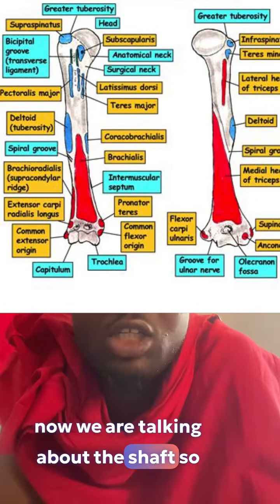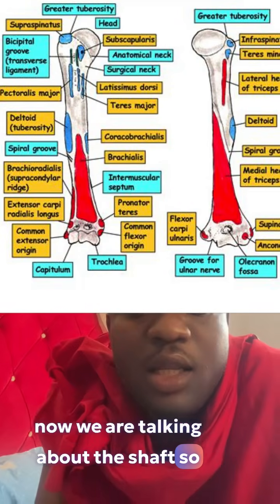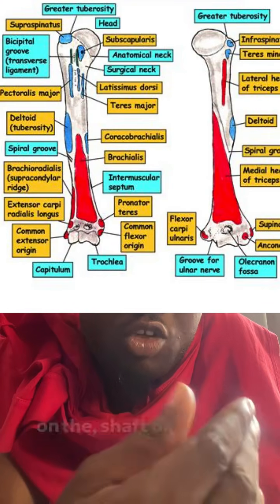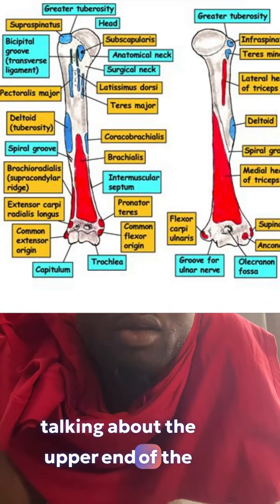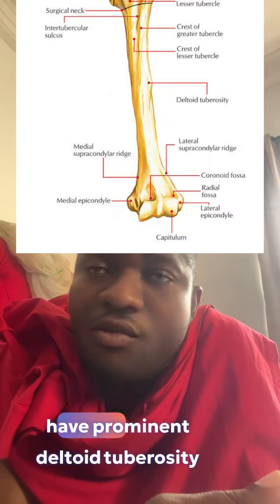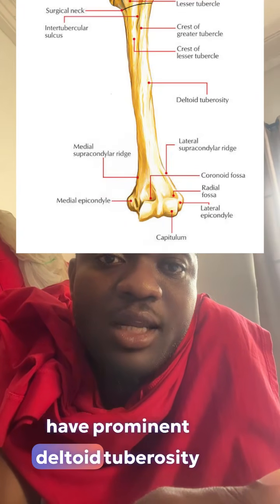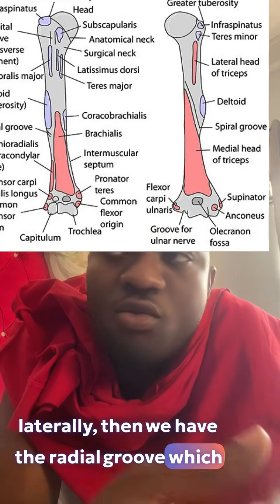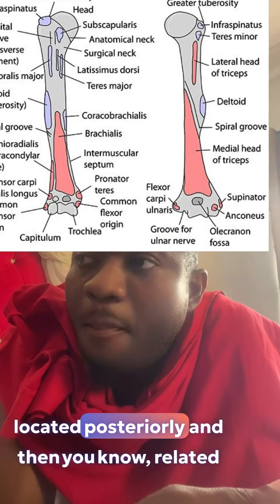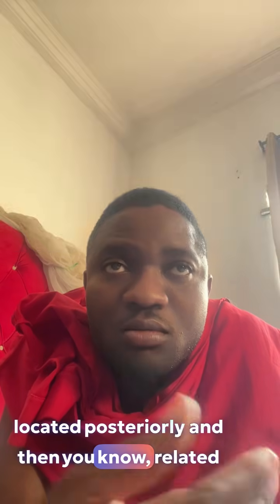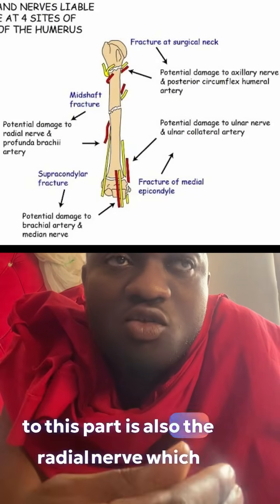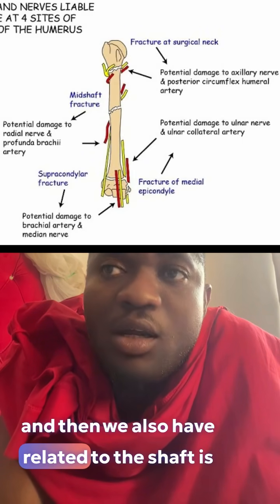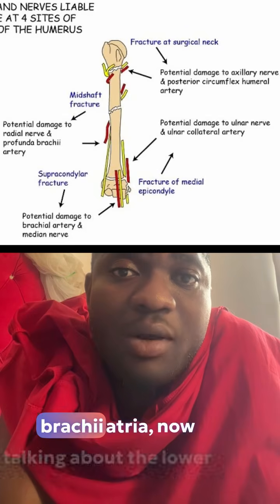Now we are talking about the shaft. We just finished talking about the upper end of the humerus. Now on the shaft, we have the prominent deltoid tuberosity, which is located laterally. Then we have the radial groove, which is located posteriorly, and related to this part is also the radial nerve, which passes through the radial groove. And then also related to the shaft is the profunda brachii artery.